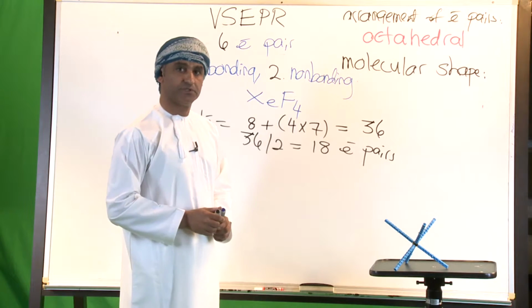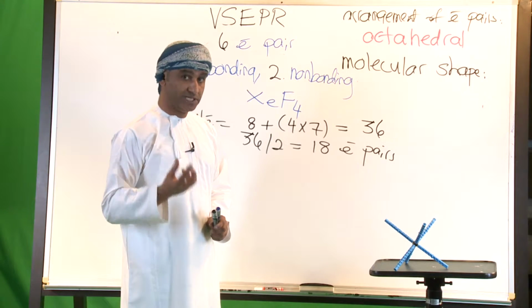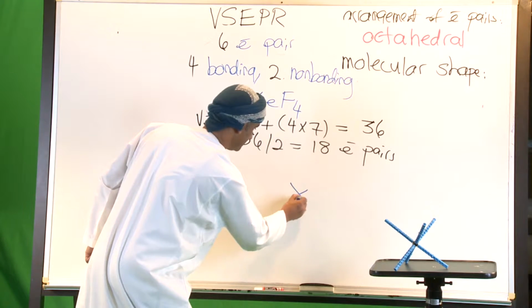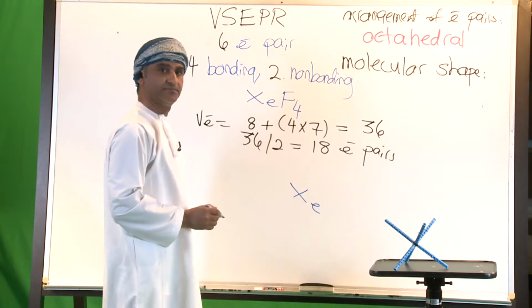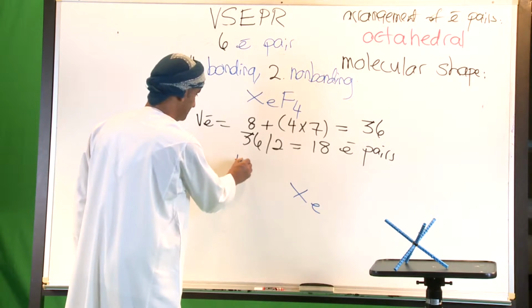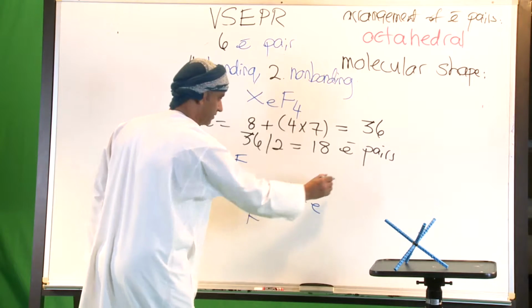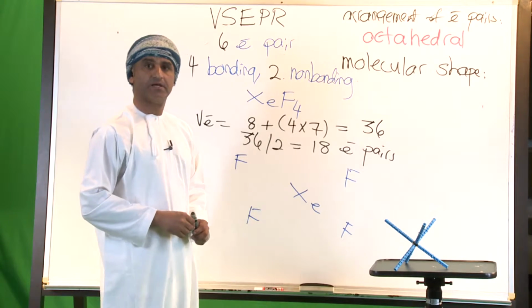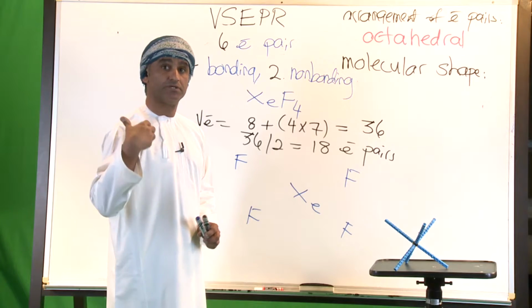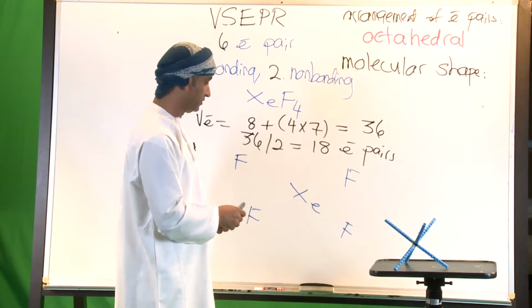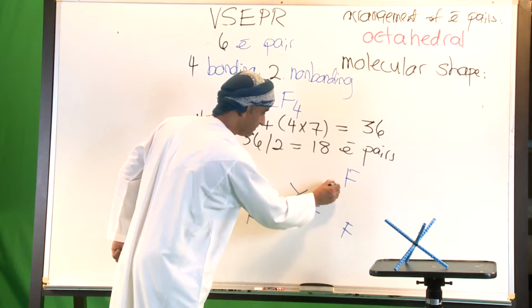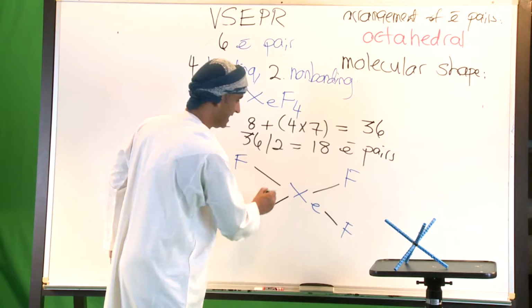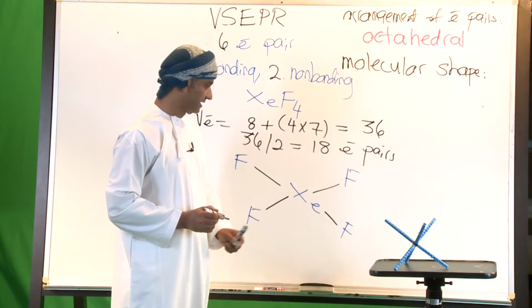In order to draw a reasonable Lewis structure, we begin with drawing the central xenon atom like that. So that's xenon, which should be surrounded by 4 fluorine atoms. So these are the 4 surrounding fluorine atoms. Now we draw a bond between xenon and each of these surrounding fluorine atoms. We get something like that.